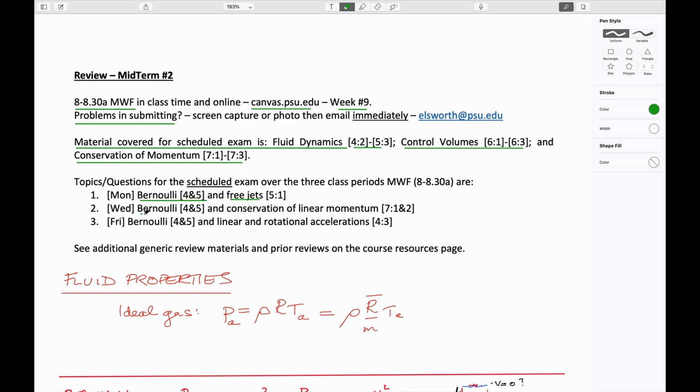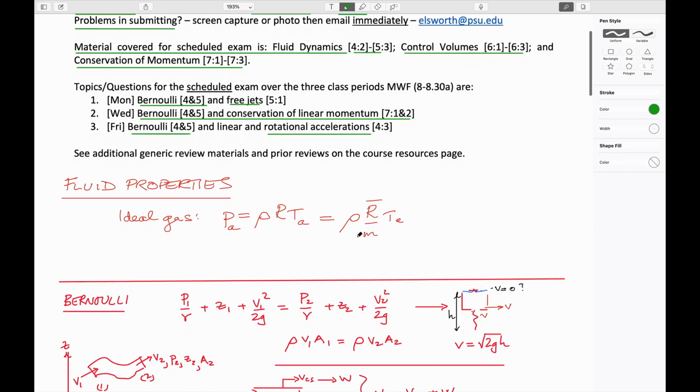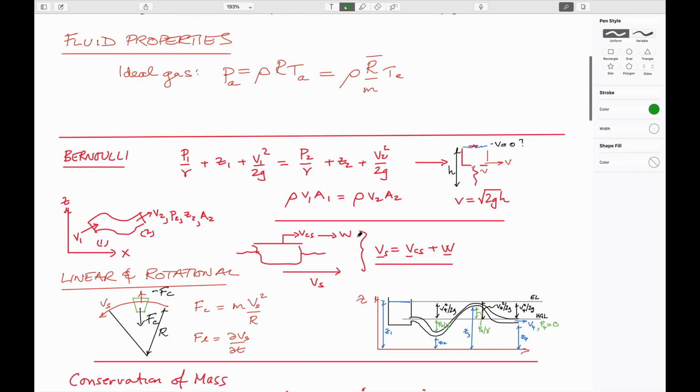On Wednesday's class, you need concepts of Bernoulli and conservation of linear momentum, which we covered in the first 2 sessions of week 7. And then again on Friday, Bernoulli again seems a staple to what we're doing, but also rotational accelerations. The appropriate expressions you'll need on the test are essentially restricted to the ones we'll talk about today, but you need to know how to use them, of course.